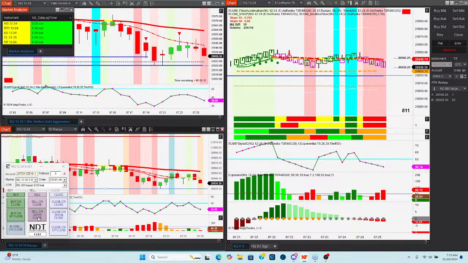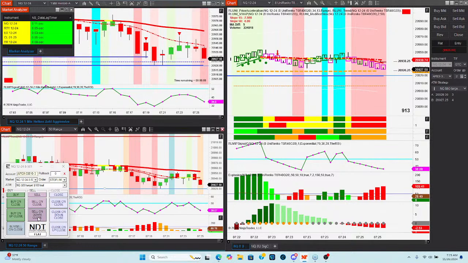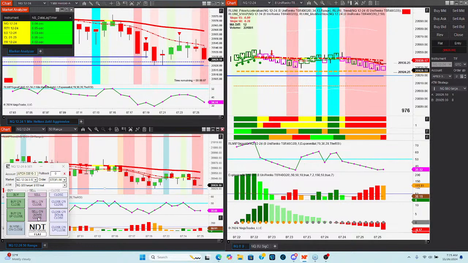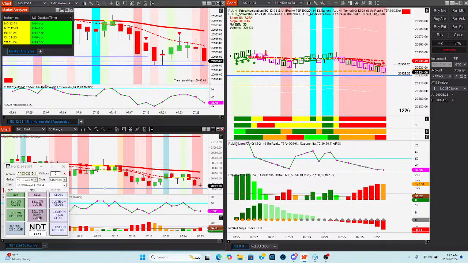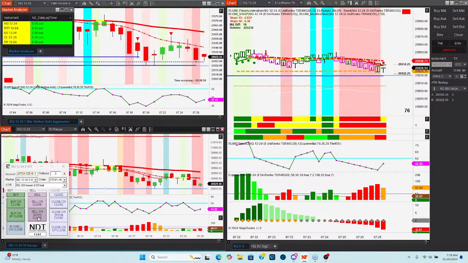Nice pullback. C2. Let's get that brush up. Okay, I've got my bias that I'm looking for. Just don't quite have the explosiveness that I'm looking for.